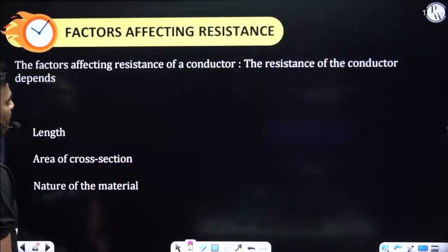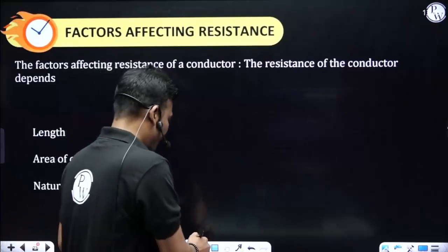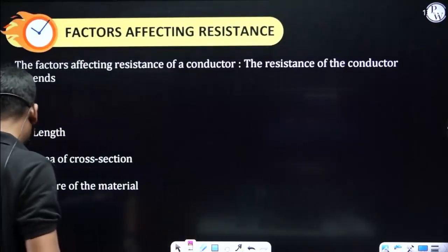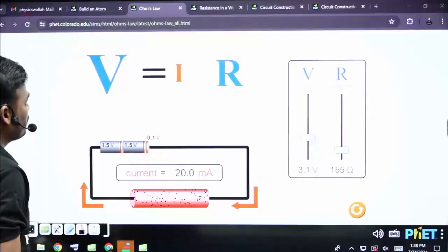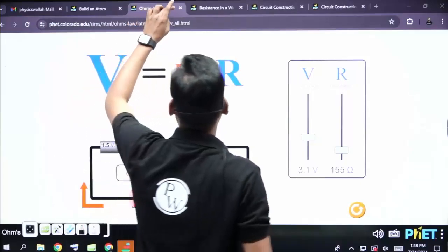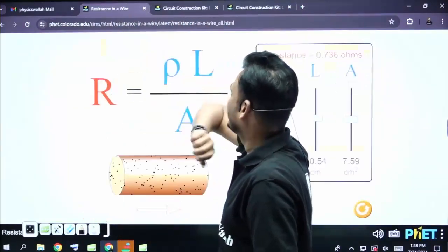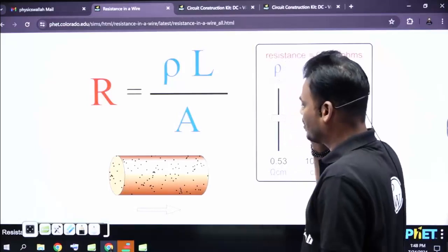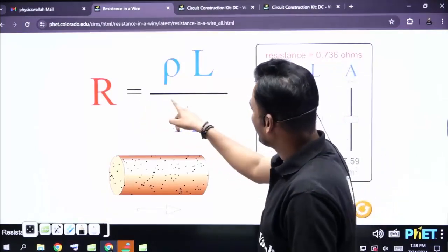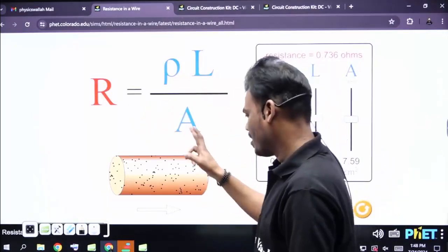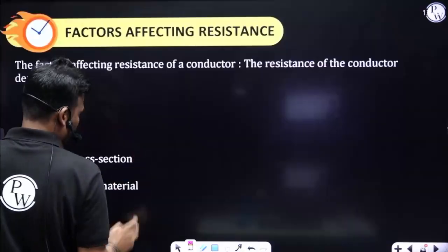That is the factors affecting resistance. So, factors affecting resistance. For that, first I'll show you the simulations. Okay, Ohm's law is done. Structure of an atom is also done. Yes, resistance. So here you can see R equals rho L divided by A. First I'll write this one.